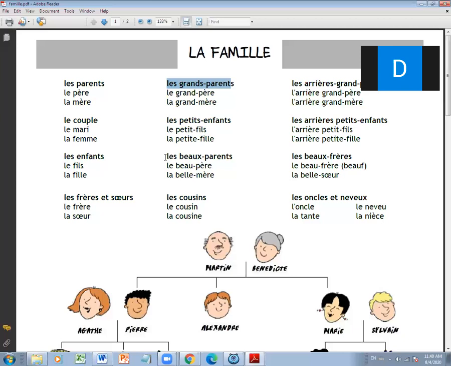Les cousins, those are cousins. So le cousin, la cousine. Now, there is this part here, the far right. Now, les arrière-grands-parents, what are those? What do you think that means? Jean, Dorcas, and John, trying to figure out. Or les arrière-petits-enfants.